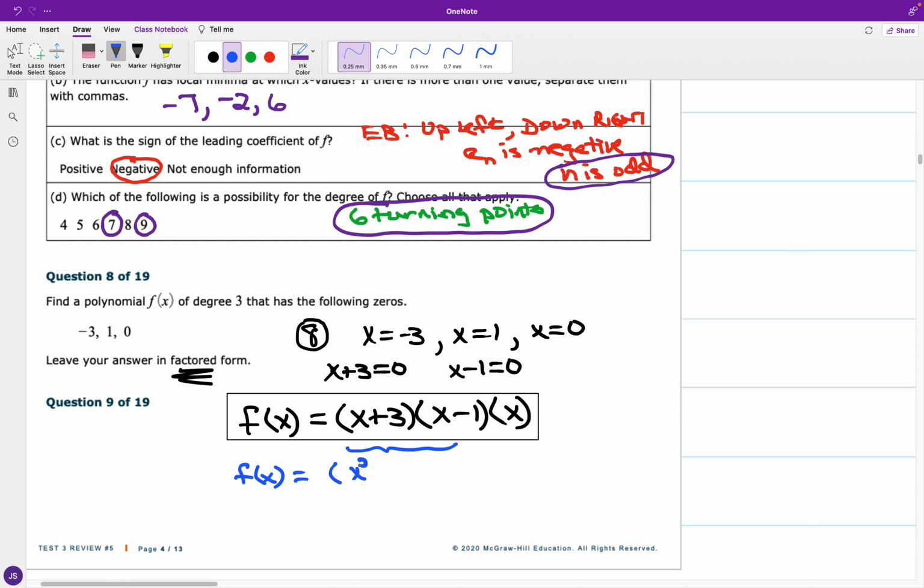we have x squared, minus x plus 3x, that'll be plus 2x, minus 3. And if I multiply this trinomial by x, we're going to have x cubed plus 2x squared minus 3x. And so again, this is just going back to the expanded form.